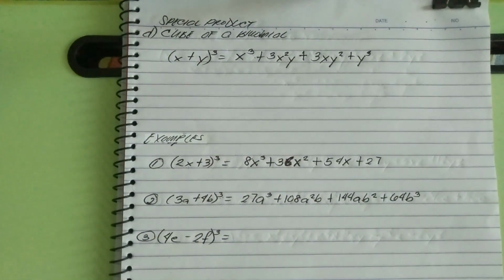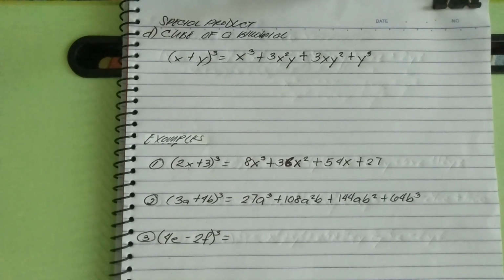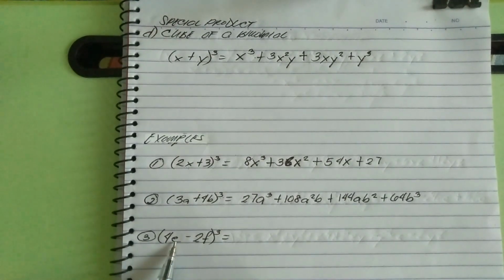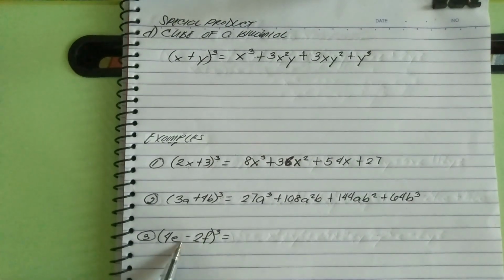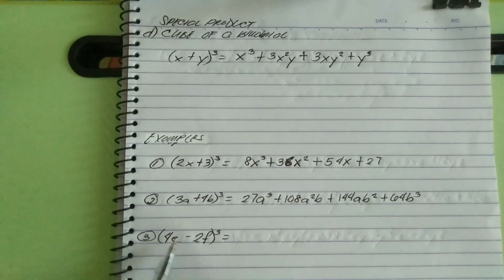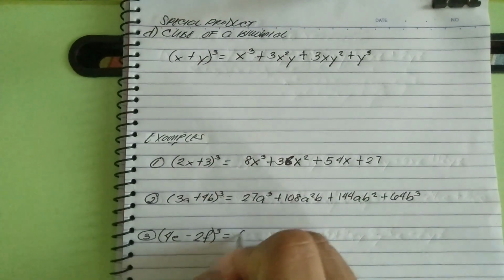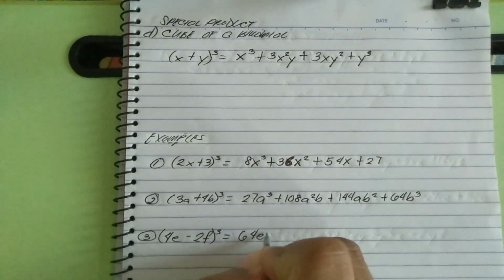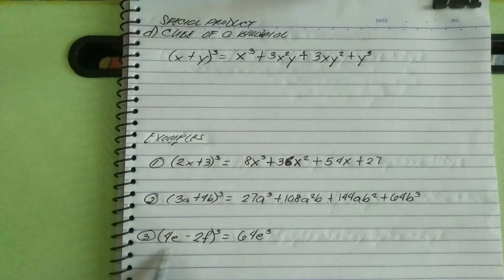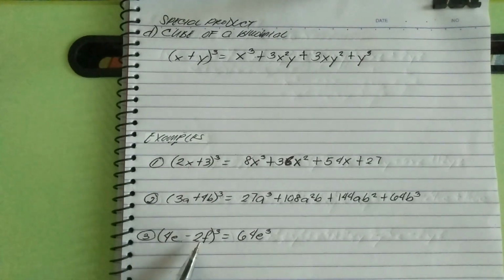Next, example number 3. We have 4e minus 2f cubed. Again, cube the first term. 4e cubed. 4e times 4e times 4e. The answer is 64e cubed. Next, square the first term times the second term times 3.